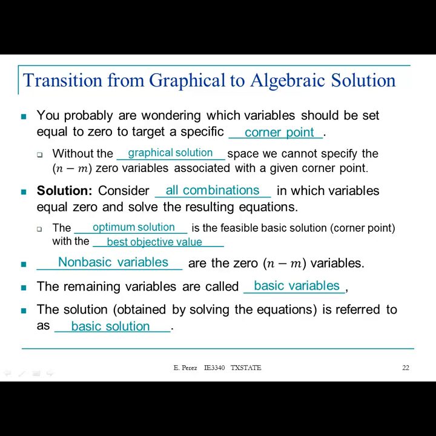So let's say you make two of the variables equal 0, and then you obtain two values for the other two variables. That solution, in which you have two variables equal to 0 and two equal to specific values, is called the basic solution. You're going to have non-basic and basic variables in your basic solution.